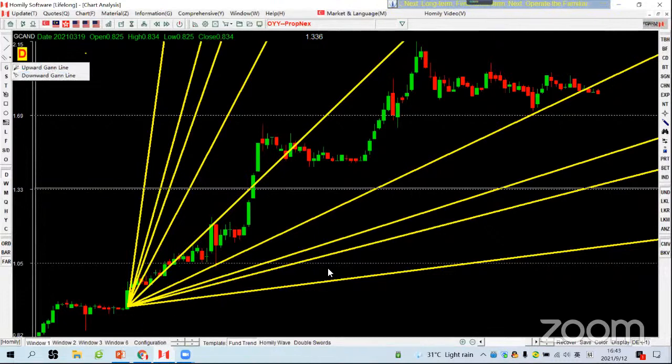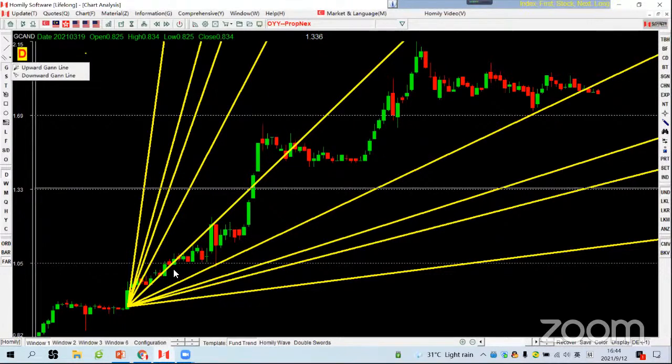For example, for this share, this is Ponex, it is moving upward, so I draw the upward gun line. You can see many trend lines of different angles and different directions will be drawn. So we call this the upward gun line. Each line represents a different direction of trend, so you can see the share moves at different angles between the trend lines.